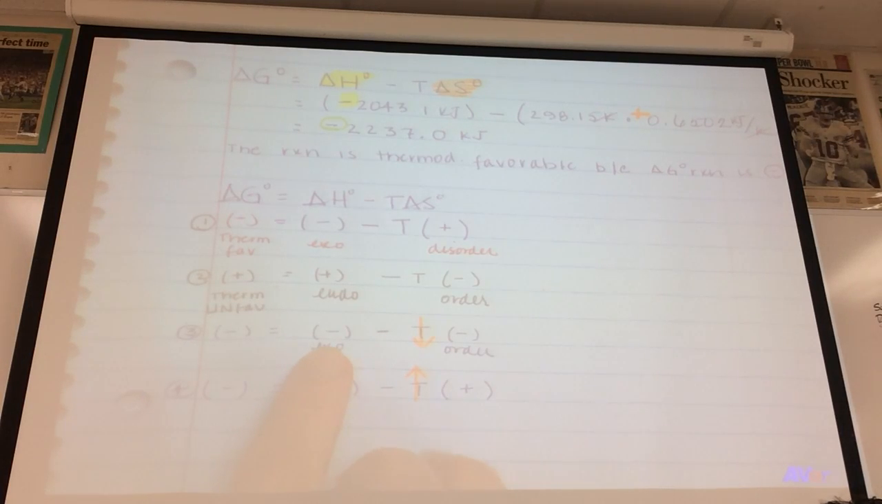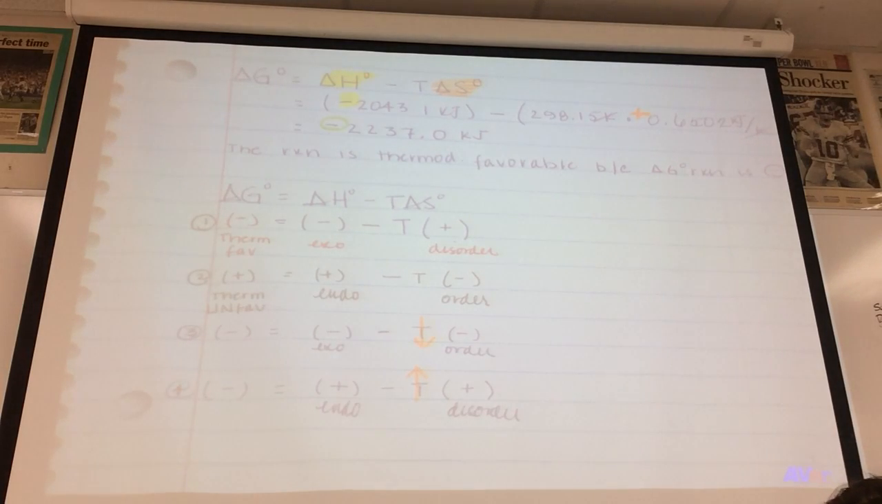An exothermic reaction that illustrates order can be thermodynamically favorable if this term is sort of suppressed, which you could do at very low temperature. And an endothermic reaction that illustrates disorder helps drive thermodynamic favorability. So here you want this term to predominate, and it will do so at high temperature. This can be a little tricky, and you'll see some of that in your notes as well as in your classwork.